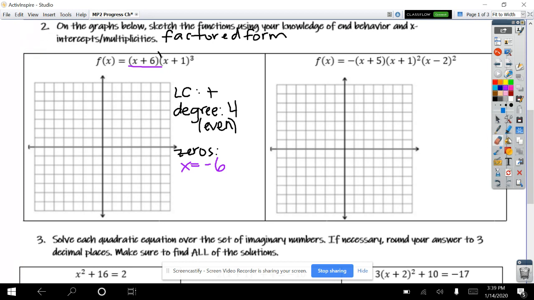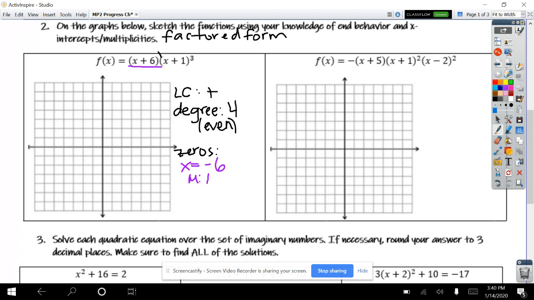That's one way to think about it. The other way is just look, if you see an x plus 6, that means the 0 is the opposite. x equals negative 6. And then the multiplicity, I need to think about that. I'm just going to write an M for that. The multiplicity is whatever exponent is on that factor. So that factor, x plus 6, has an exponent of 1. So the multiplicity is 1.